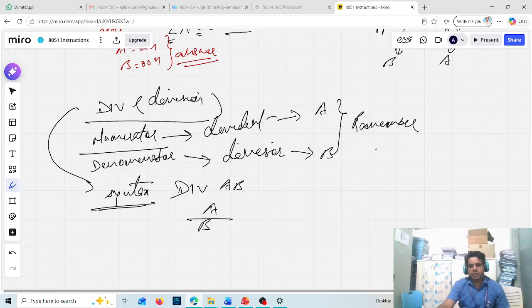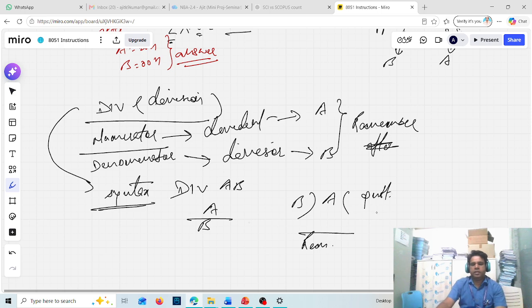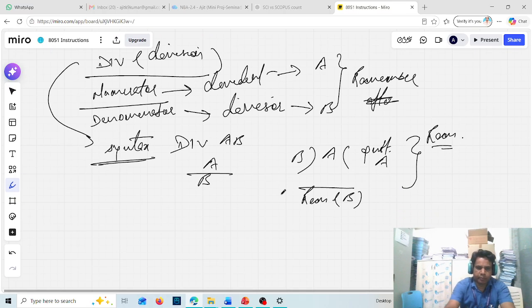Now after division, you know this is a being divided by b, so you will get two things. Here you will get remainder, and here you will get quotient. Again remember one thing, the quotient will be saved in register a, and this remainder will be saved in register b. This also you have to remember.